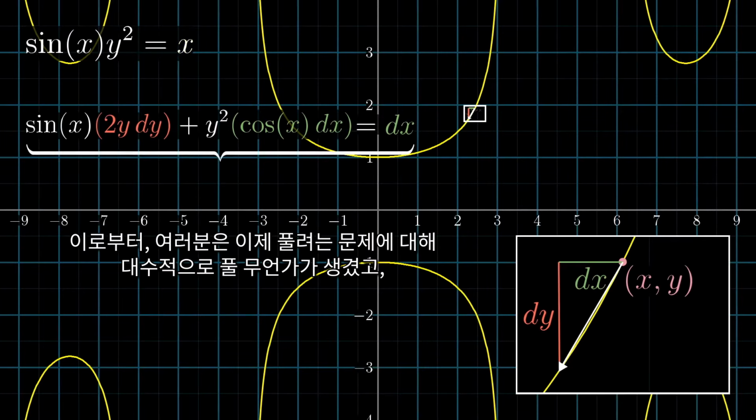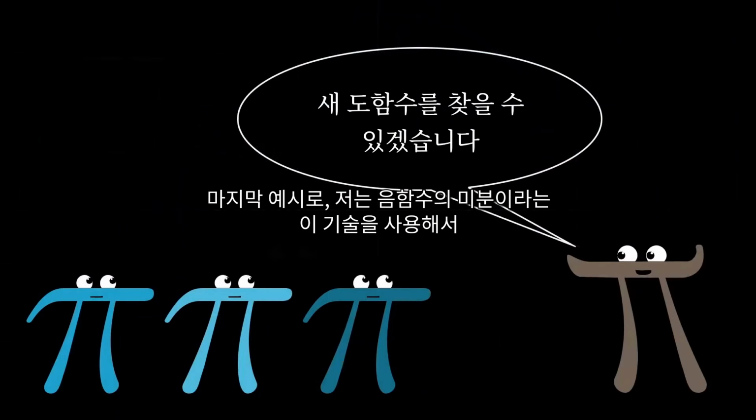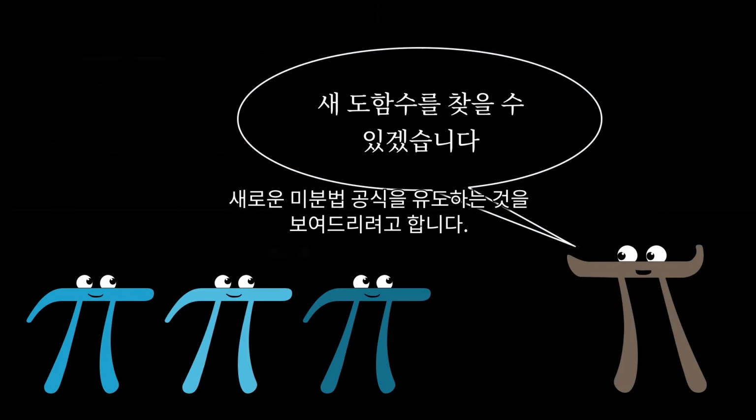From there, depending on what problem you're trying to solve, you have something to work with algebraically. And maybe the most common goal is to try to figure out what dy divided by dx is. As a final example here, I want to show you how you can actually use this technique of implicit differentiation to figure out new derivative formulas.